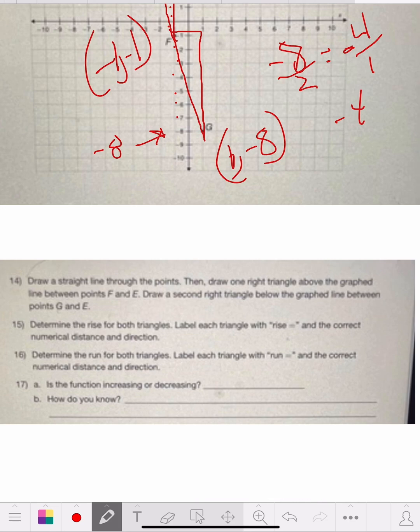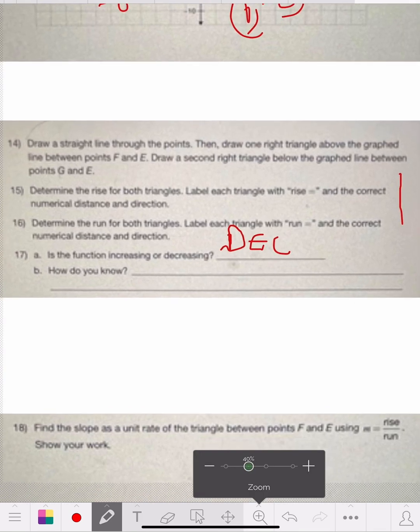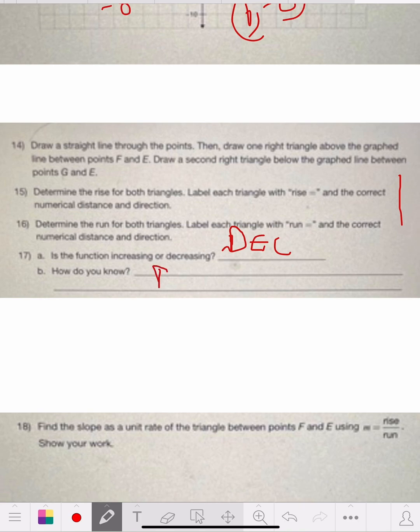So, correct numerical distance. I did that. Determine the run for each triangle. I did that. Is the function increasing or decreasing? It's decreasing. I wish this wasn't as blurry, but hey, as long as you get the gist of how this works, okay? Because this is a tad different than the other one because we're going into a negative. Okay, how do you know it's going down? They're going down to negatives.